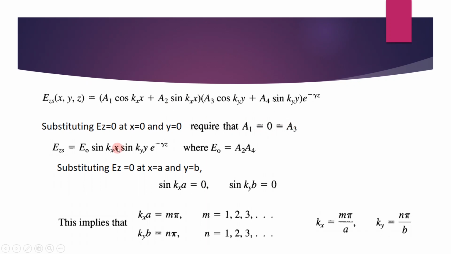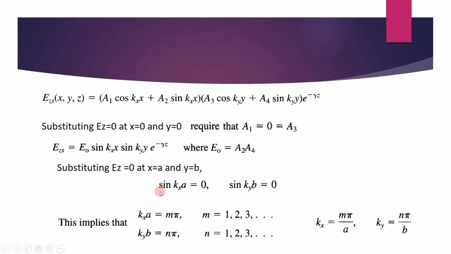Now you can modify Ez with A1 and A3 as 0. That means Ez equals A2 A4 sin kx x sin ky y e raised to minus gamma z, where the amplitude is taken as E naught, and E naught is A2 into A4, because A1 and A3 we already obtained as 0 from the first boundary conditions. Then the second set of boundary conditions is again Ez is 0 at x equals a and y equals b, and you substitute in this equation.